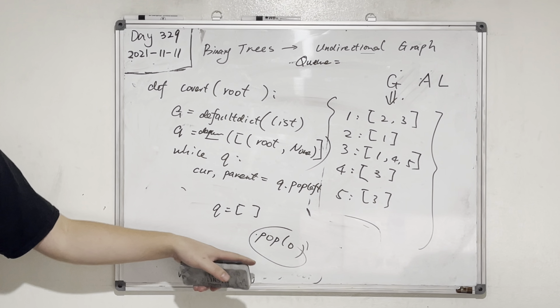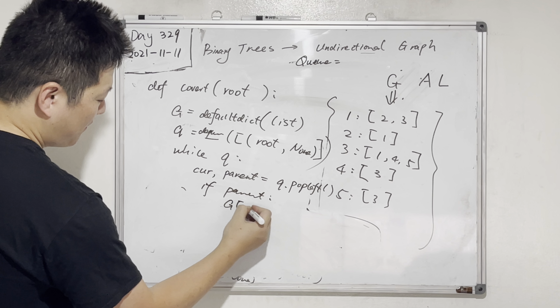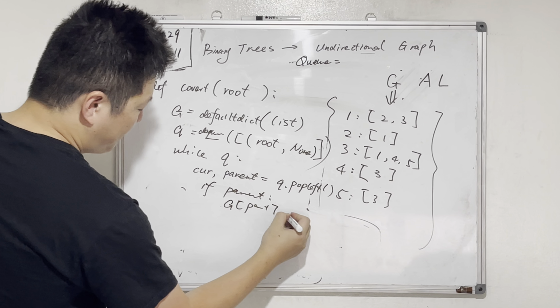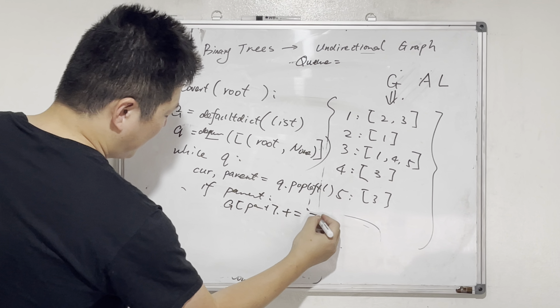So now we're getting the element from the queue. And again, this is the same. If parent, what should we do? If parent, G, parent, append current. Can you tell me what's next? This is the same as before in the DFS search. I added an edge from parent to current. And what should I add next? Current. And that's the parent, okay? There is a path.